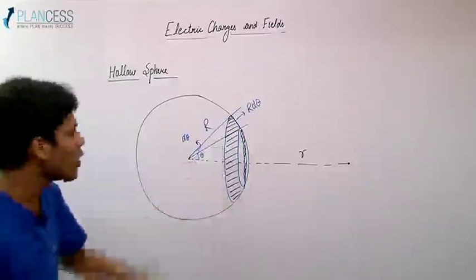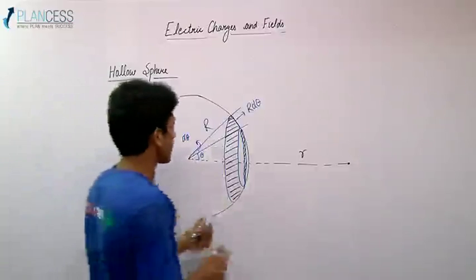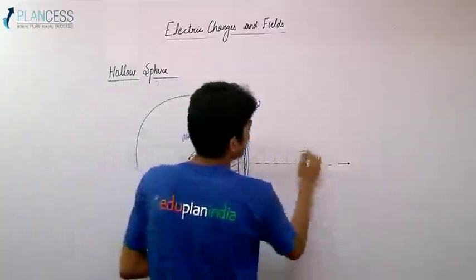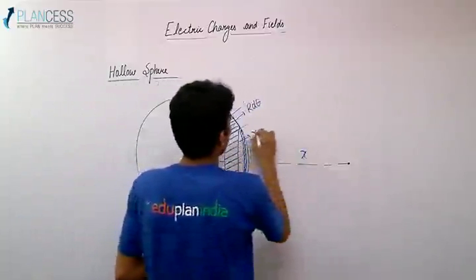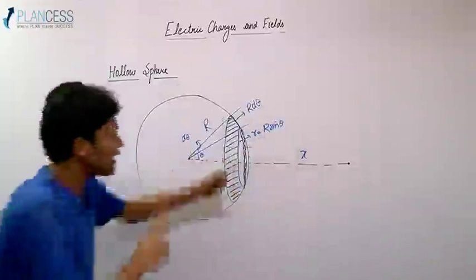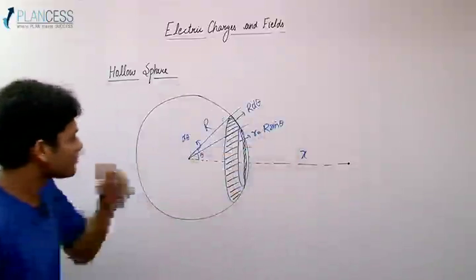So this ring you have to consider, and if you want to calculate the radius of this ring, let's take this distance as x. The radius small r of this ring would be R sine theta. So you get the radius of this ring as R sine theta.